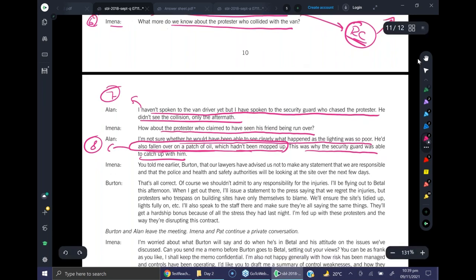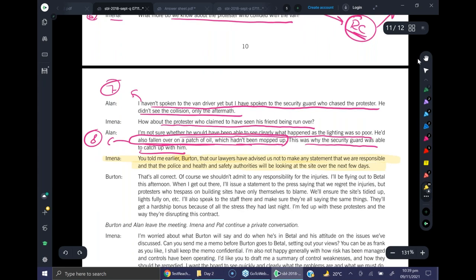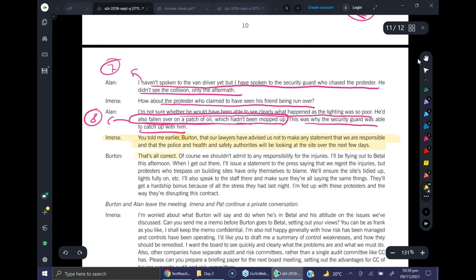Amina said that you told me earlier, Burton, that our lawyers have advised us not to make any statements that we are responsible, and that police and health and safety authorities will be looking at the site over the next few days. Burton, that's all correct. Of course, we shouldn't admit to any responsibility for injuries. I'll be flying out to Beetle this afternoon. When I get out there, I will issue a statement to the press saying that we regret the injuries, but protesters who trespass on building sites only have themselves to blame.